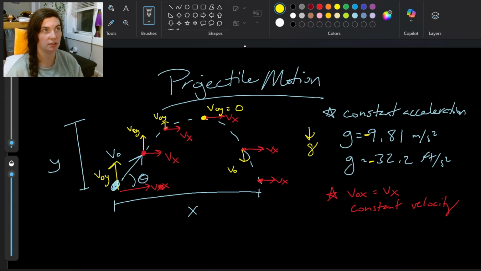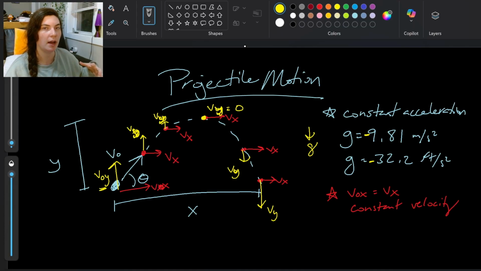Whoops, these are not initial. These are just Vy, Vy, Vy, Vy. Initial is only the first one over here. All of these should just be regular Vy, where Vy gets smaller and smaller till it hits 0 at the top, and then Vy gets larger and larger in the negative direction.